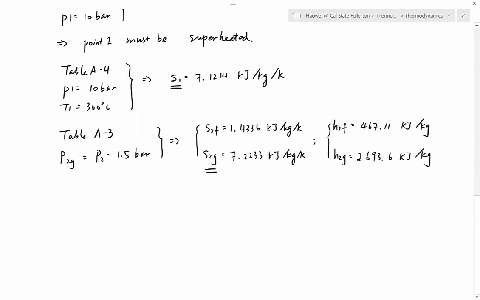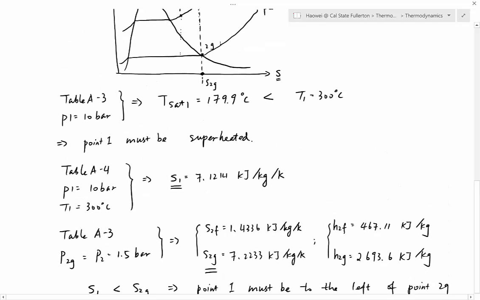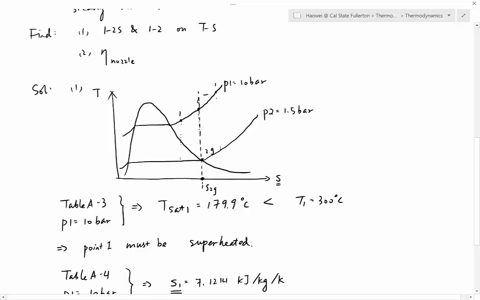So which one is bigger? We can tell S2G is actually bigger. S1 is less than S2G. So where do you have to put number 1? Point 1 must be to the left of point 2G. So now let's go back to the diagram. Point 1 must be to the left of this reference line. Number 1 has to be somewhere here.